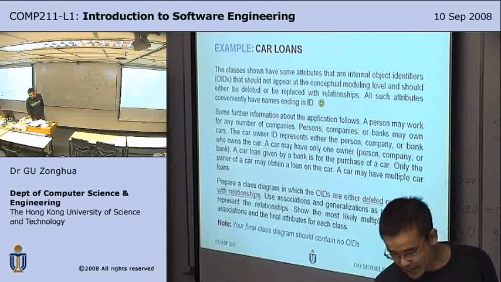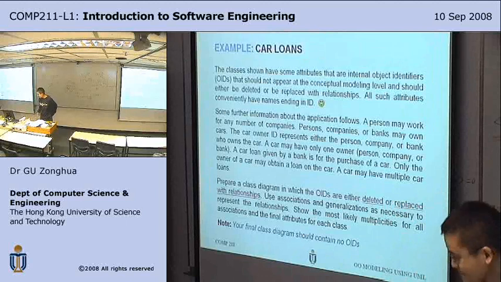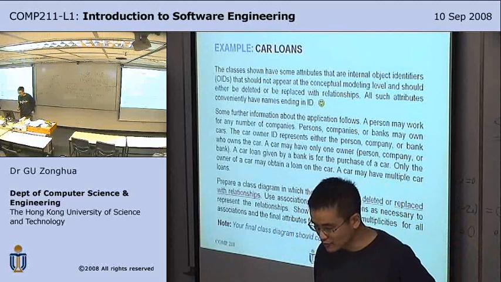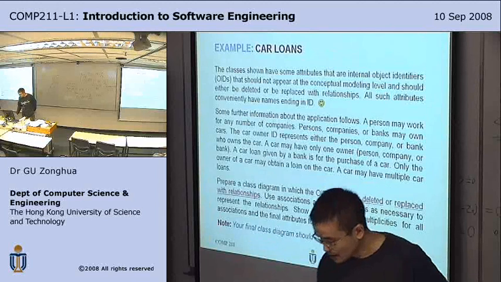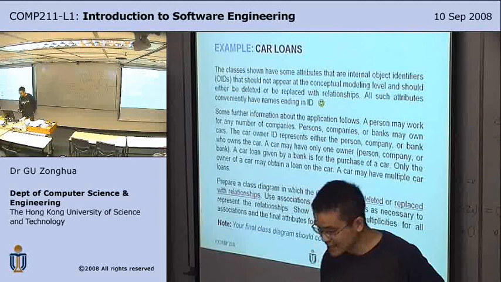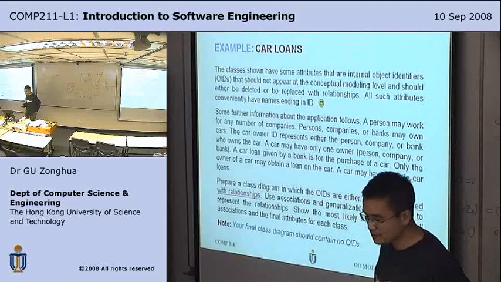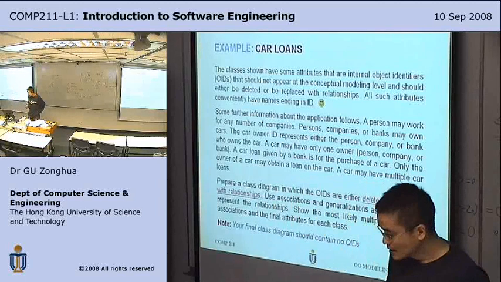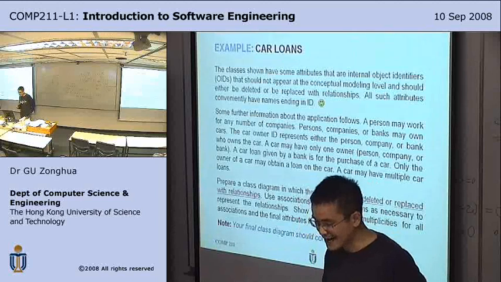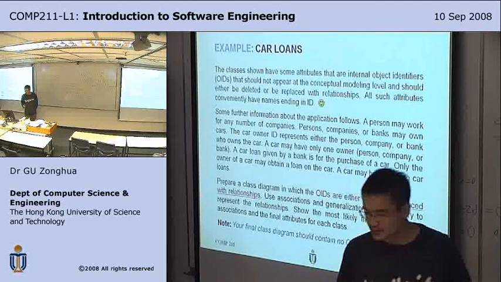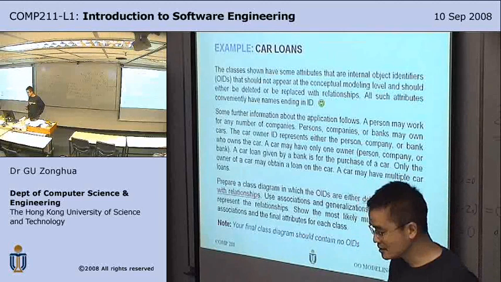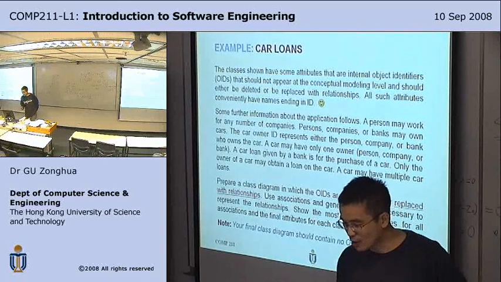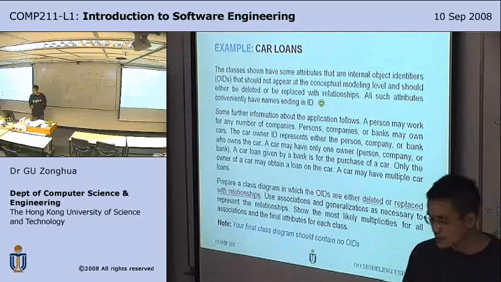So here's an example. Car loan example. Here's the application. A person may work for any number of companies. That is, the person may hold multiple jobs. Persons, companies, or banks may own cars. Car owner ID represents either the person, company, or bank who owns the car. A car may have only one owner.